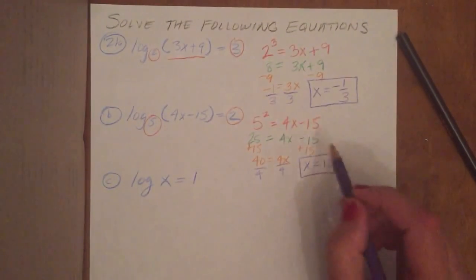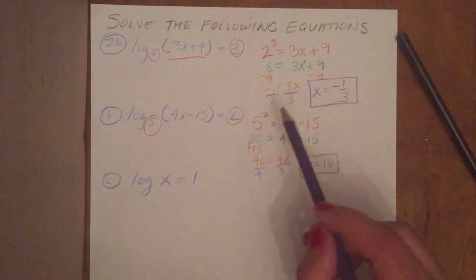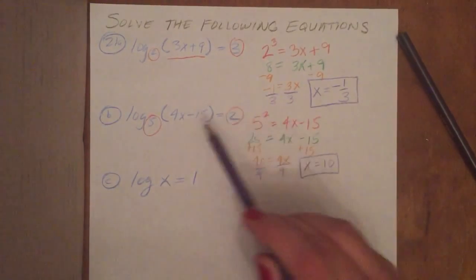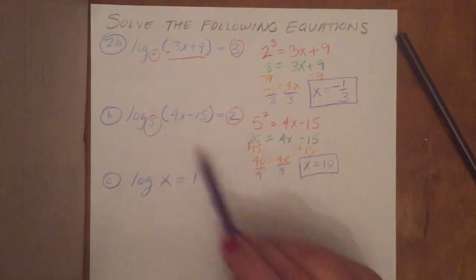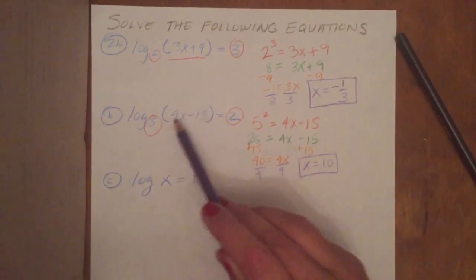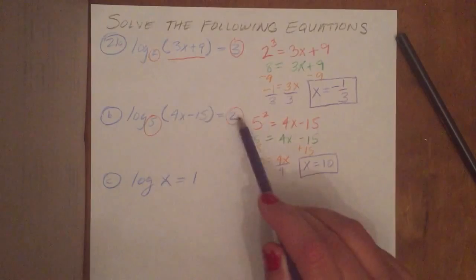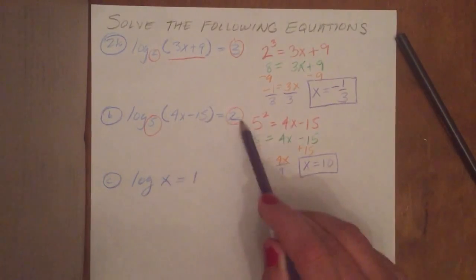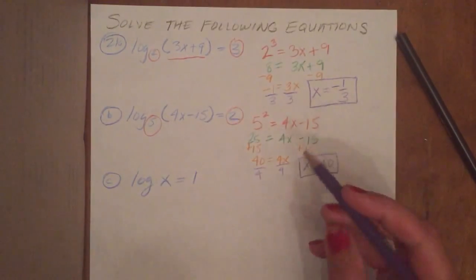And again, if you want to check these, just plug them into the equation and see if you get the right answer. For example, 10. 4 times 10 is 40. If I were to plug in 10, 40 minus 15 is 25. So log base 5 of 25 equals 2. That's true because 5 squared equals 25. So you can check your answers.